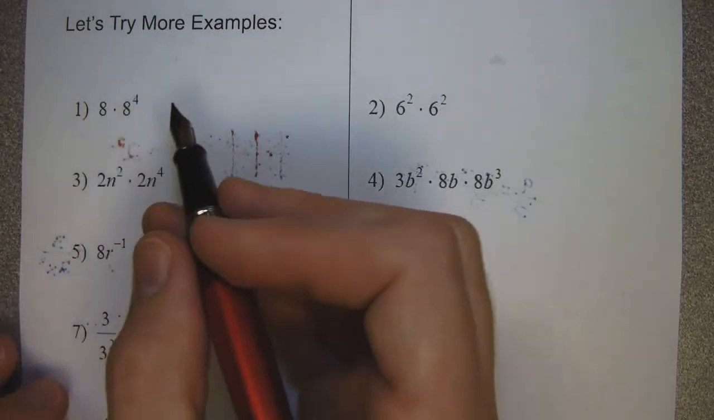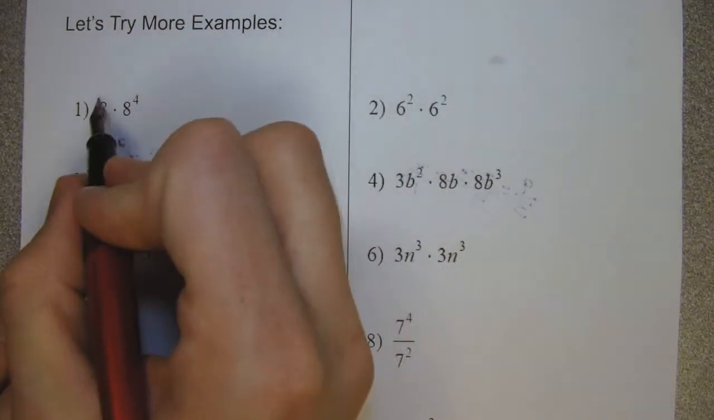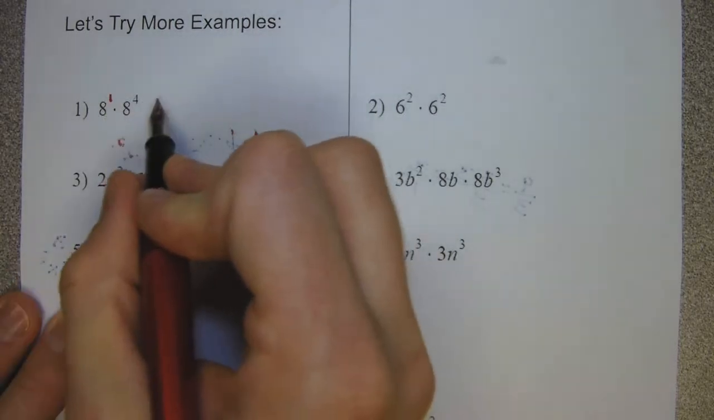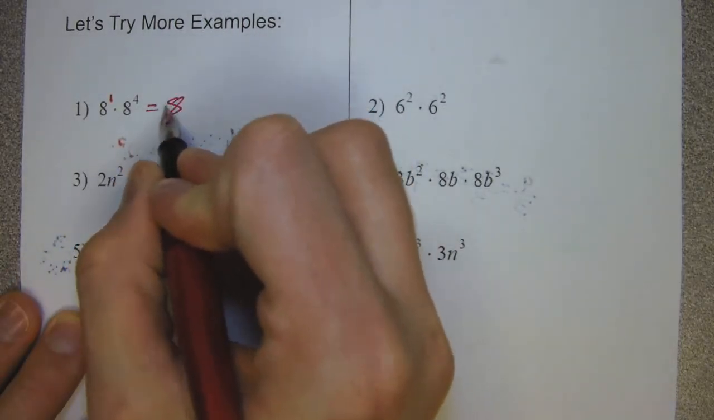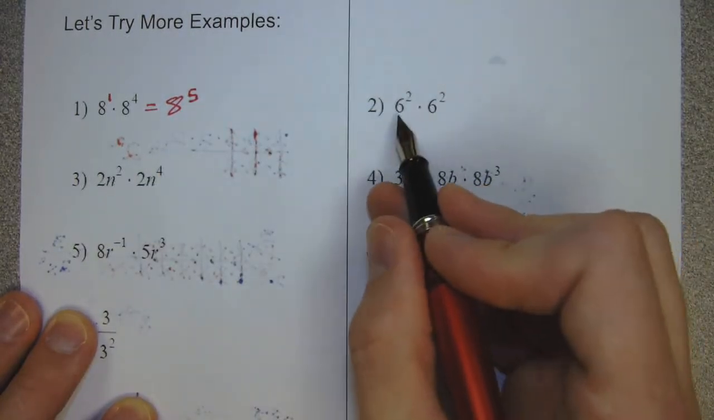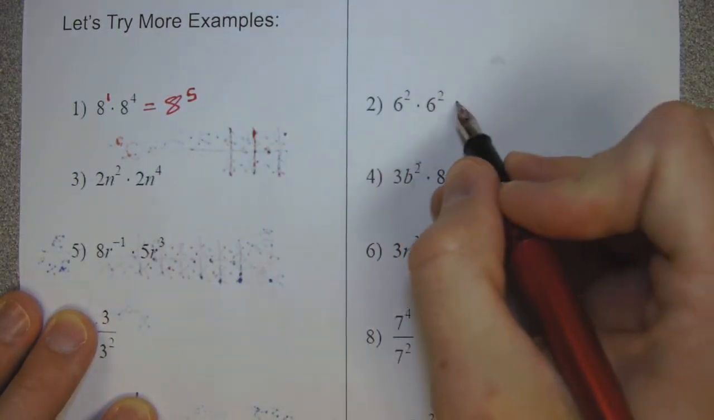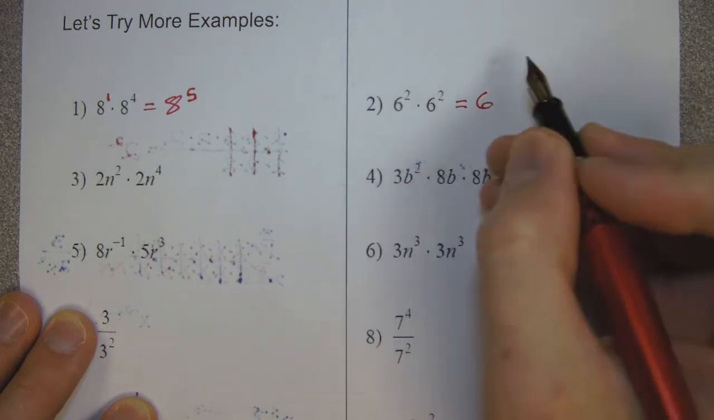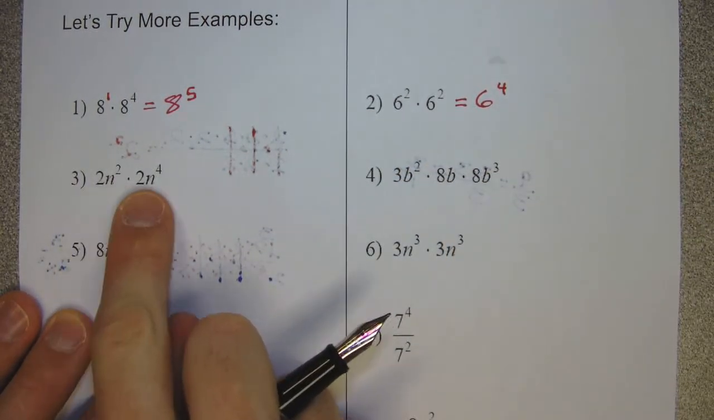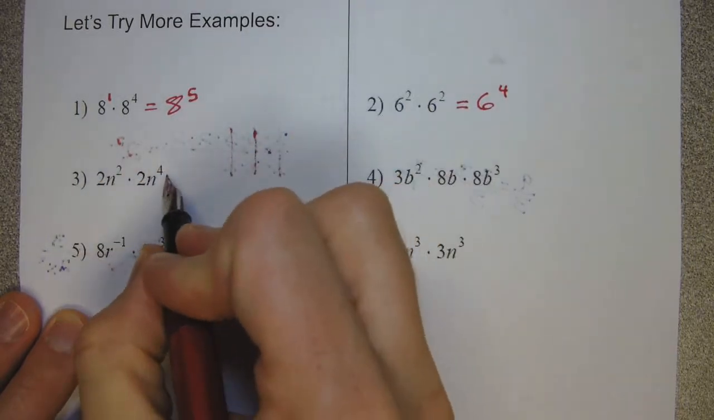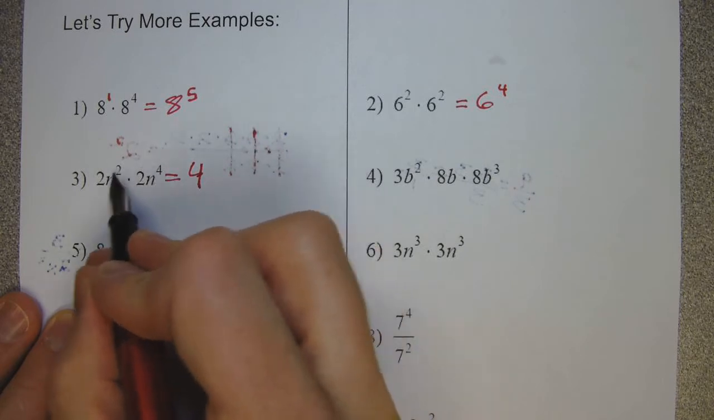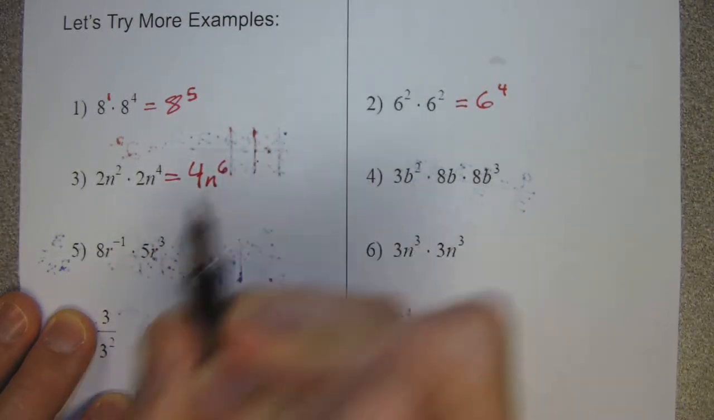So let's start up top. We've got a multiplication issue, a common base. Remember, this does have an exponent of 1, even though it's not written. 1 add 4. So keep the base, add those together, 8 to the 5th. All right. Again, same base. We're multiplying, so we'll add, in this case, 6 to the 4th. All right. Notice we've got some coefficients here. So 2 times 2 is 4. And then I've got n to the 2nd, n to the 4th. We can add that 2 and 4, n to the 6th.